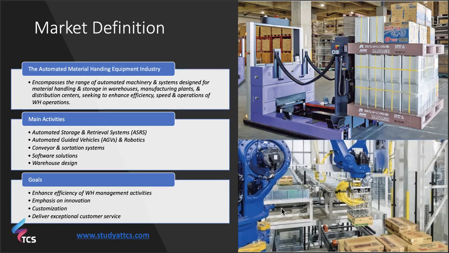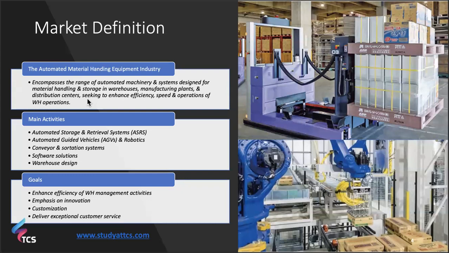So as you can see via these pictures, you can see robots being used within warehouses, as well as different types of delivery mechanisms being utilized. So these types of items are manufactured by Robobryce. This automated material handling equipment industry encompasses the range of automated machinery and systems designed for material handling and storage in warehouses. So as I told you earlier, this industry has everything to do with warehouses as well as storage.